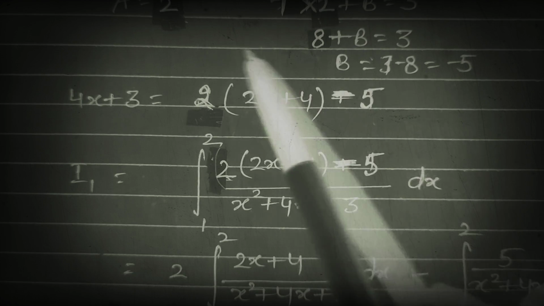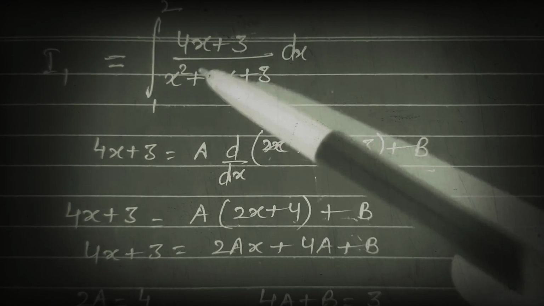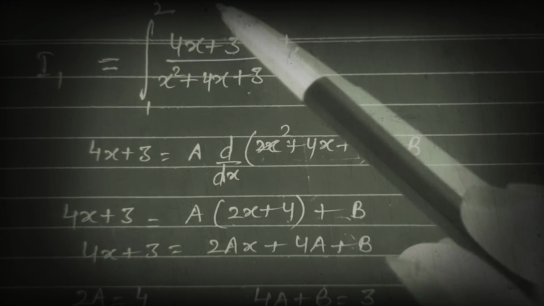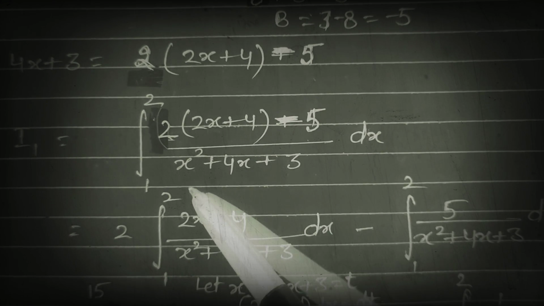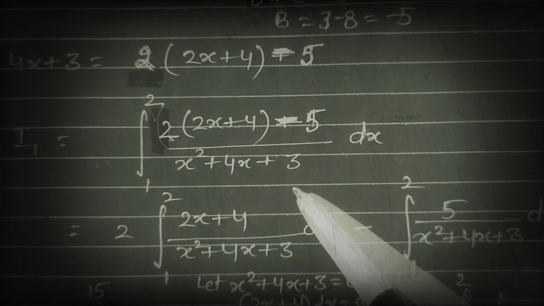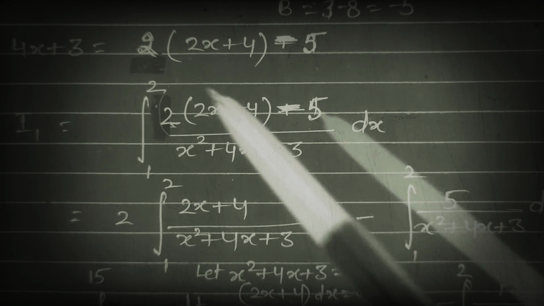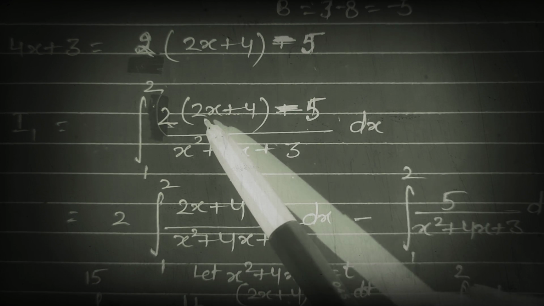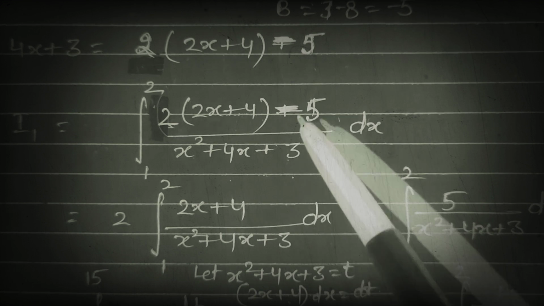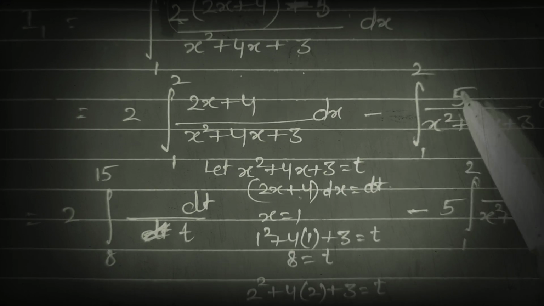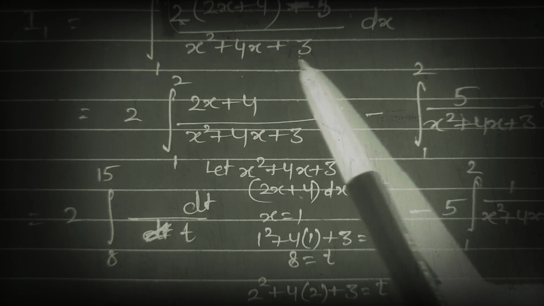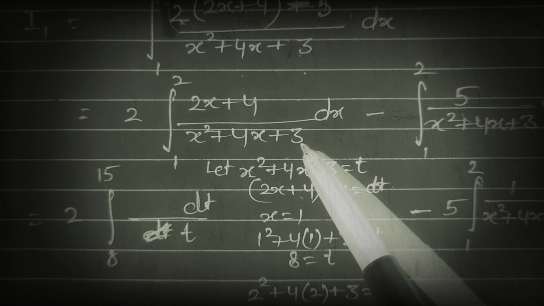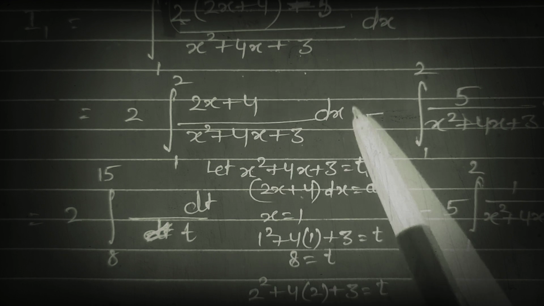Then we will put this value in this integration. So we can write 4x plus 3 as 2 into 2x plus 4 minus 5, and denominator is x square plus 4x plus 3, and limit is 1 to 2. Then we will do this separately, 2 into 2x plus 4 upon this, minus 5 upon this. And then we will take this as t, it will be dt. If we let x square plus 4x plus 3 as t, then what comes on top? dt.